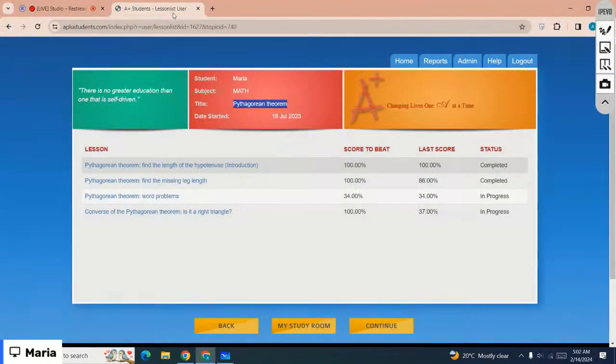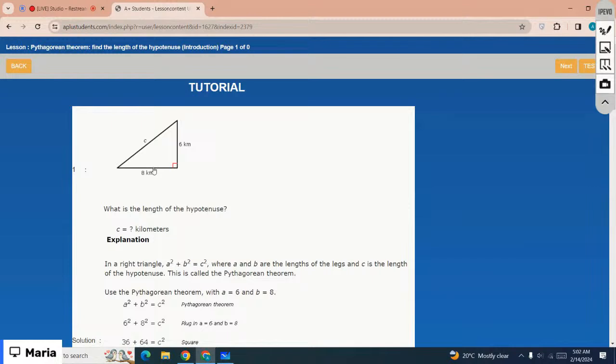Here I am on grade 7 math. The chapter we are working on right now is Pythagorean theorem. Let's start with the first lesson, Pythagorean theorem, find the length of hypotenuse. That is the introduction of the lesson. Let's start with the first example. You are given a right angle triangle. Pythagorean theorem always applies to a right angle triangle. Right angle triangle means one of the angles must be a right angle, 90 degrees.